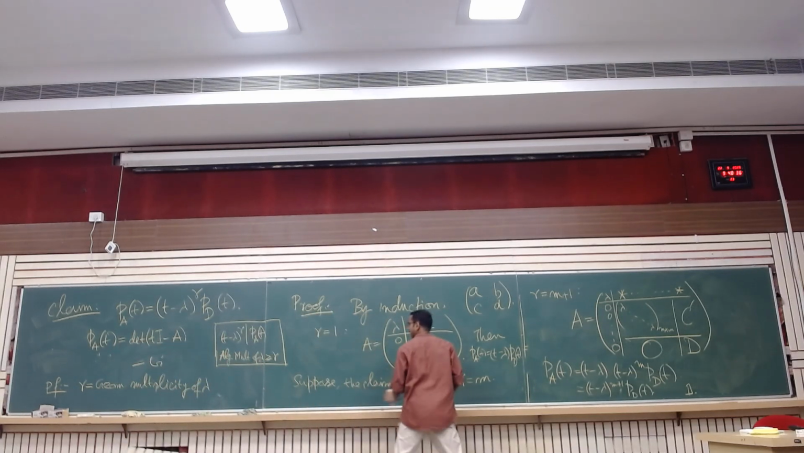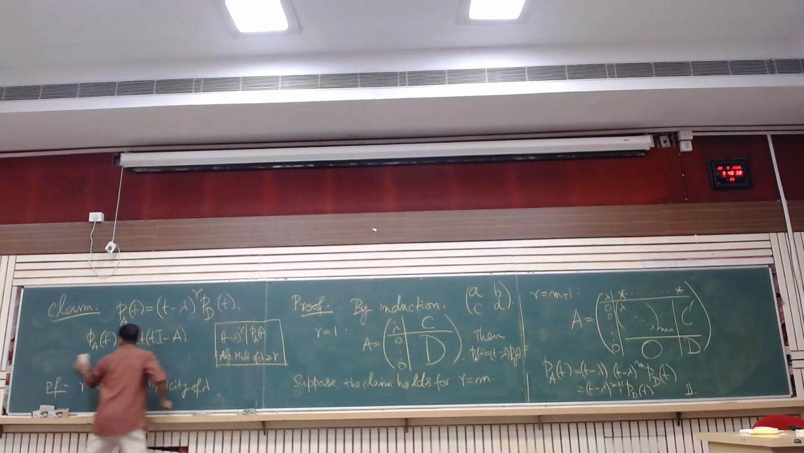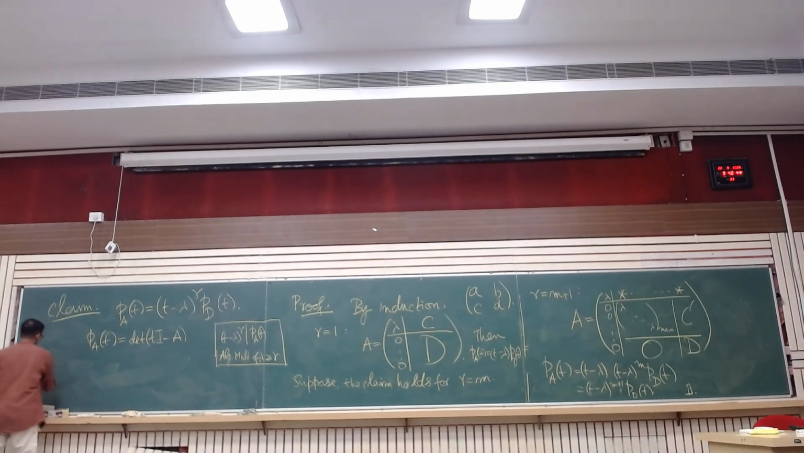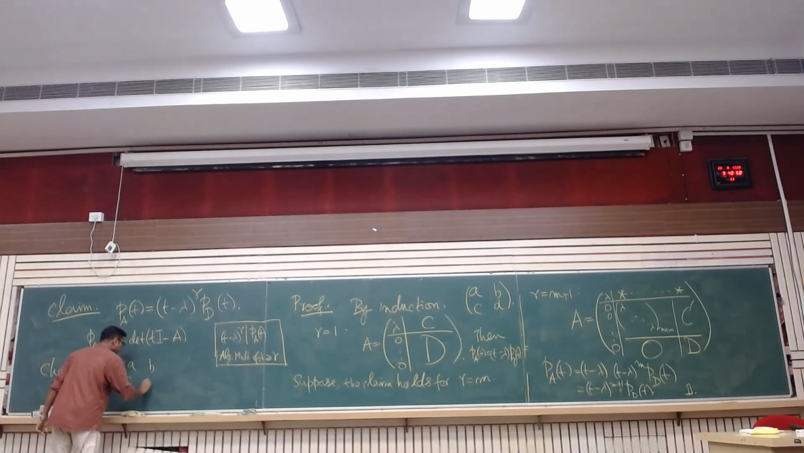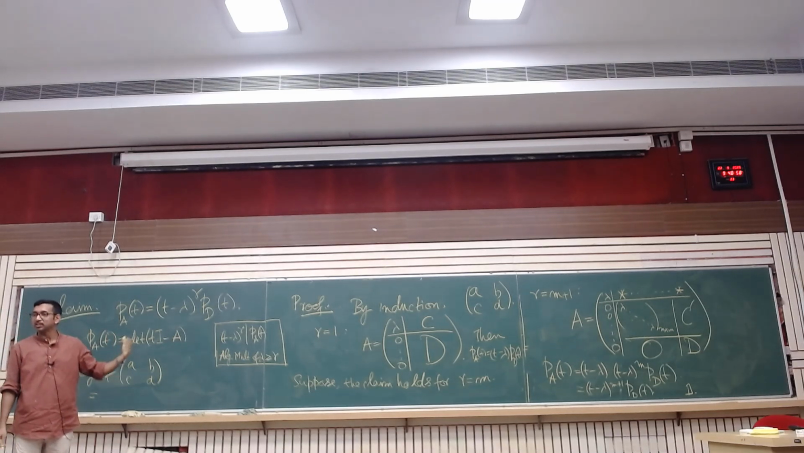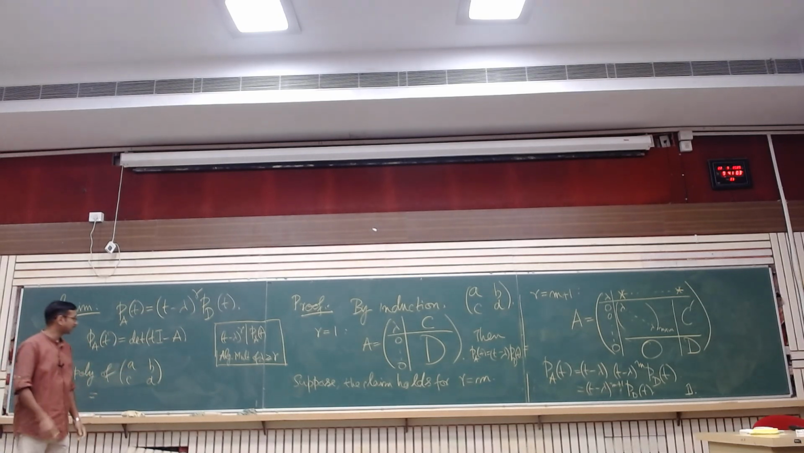Okay. Wait a minute. I'll write it down here. So the characteristic polynomial of the matrix A, B, C, D. Tell me. No, the opposite, T minus A. Expand it and write it down. I mean, write it as a polynomial in T.